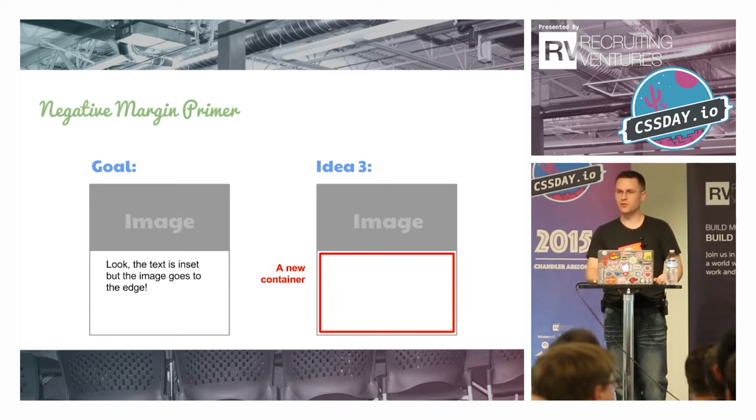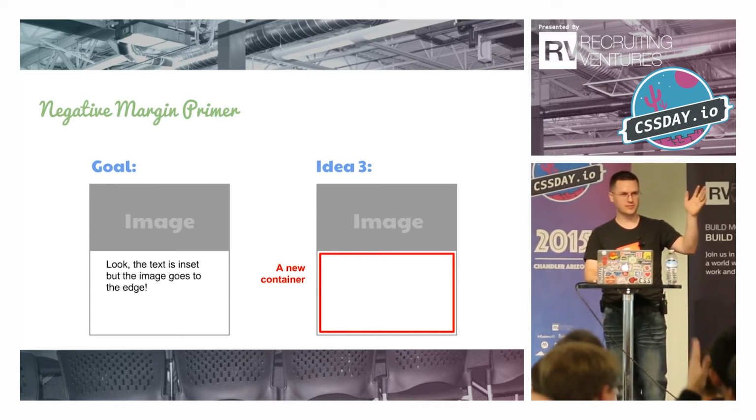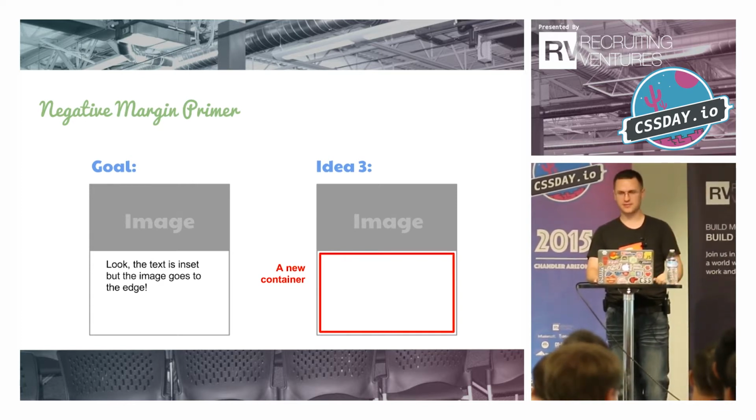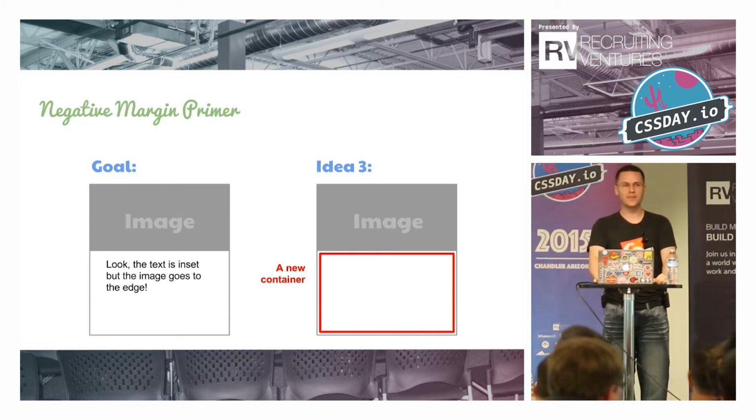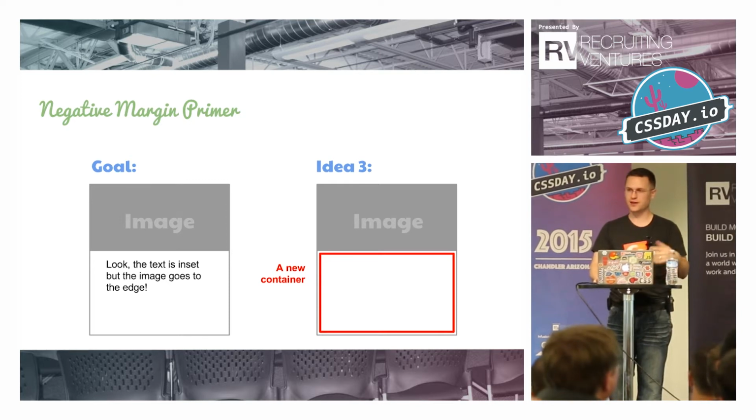Idea 3, which is probably the more popular way to solve this, is let's just add another container down at the bottom. Has anyone done that before to solve this sort of thing? Okay, I'm seeing like half the room raise their hands. This is the wrong way to do it. This was a way that I did it for a while too until I understood negative margins for this particular type of design more recently.